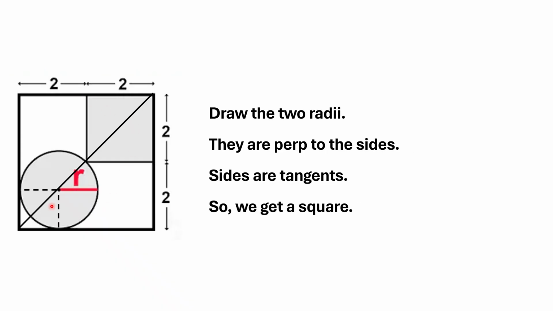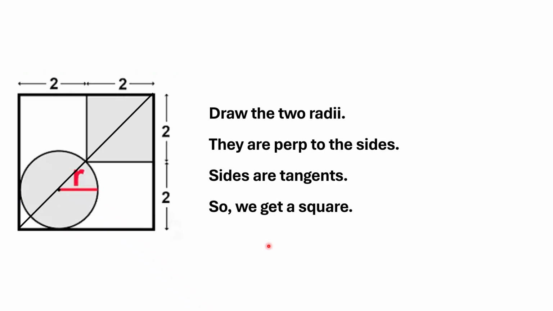Now look at the blinking lines. We draw the two radii of the circle, and the sides of the square are tangents. So the radius will be perpendicular to the tangent. So we get a square. The two blinking dotted lines complete a small square.